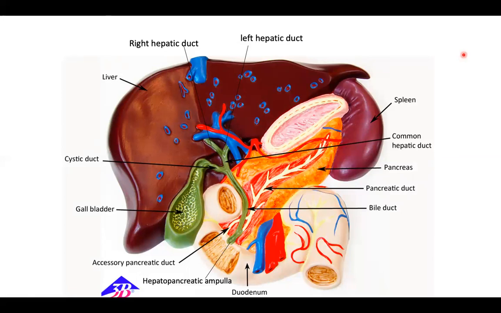Last part that I want to talk to you guys about is the duct system associated with the three main accessory glands inside the abdominopelvic cavity. These are your liver, your gallbladder, and your pancreas. Now, the liver produces what we identify as bile, and that bile can get stored inside the gallbladder until it is needed during the process of digestion.